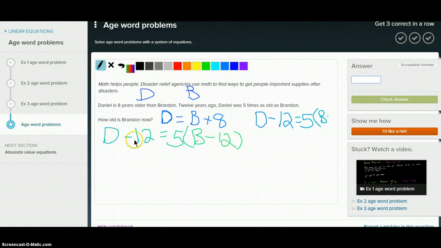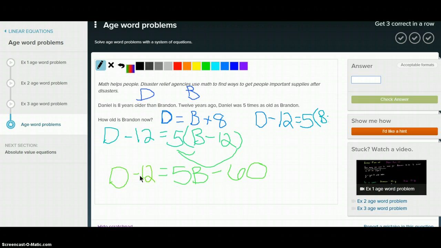So right now we have this expression here. We can kind of distribute some of these. So we can distribute this 5 in here, and so we'd have 5b minus, and then 5 times 12 is 60, and then D minus 12. Okay, so this is equal to D minus 12. Now what we're going to do is we're going to get this D all by itself.